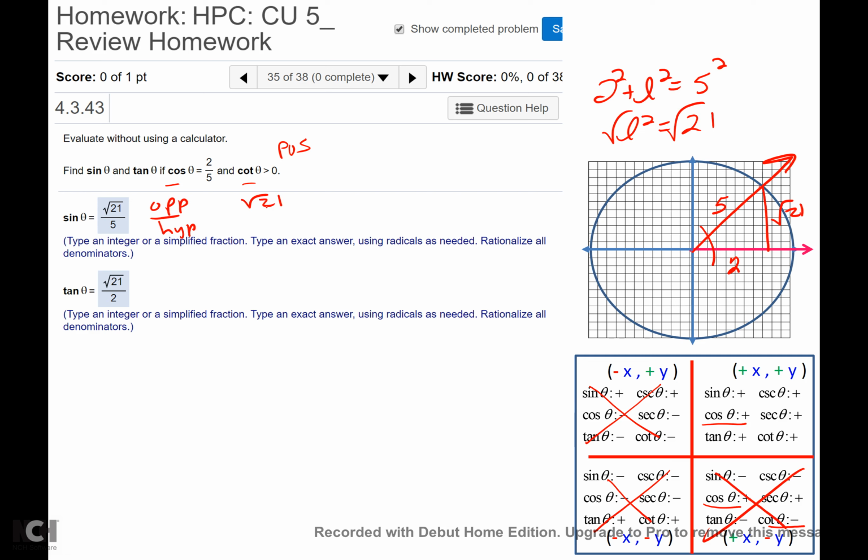Opposite is the square root of 21. Hypotenuse is 5. Tangent is opposite over adjacent. Opposite is the square root of 21. Adjacent is 2.